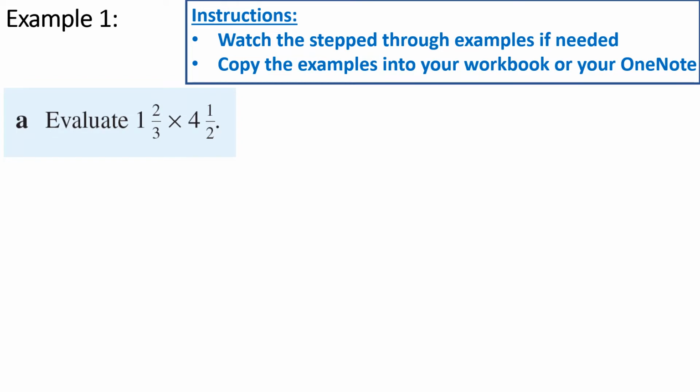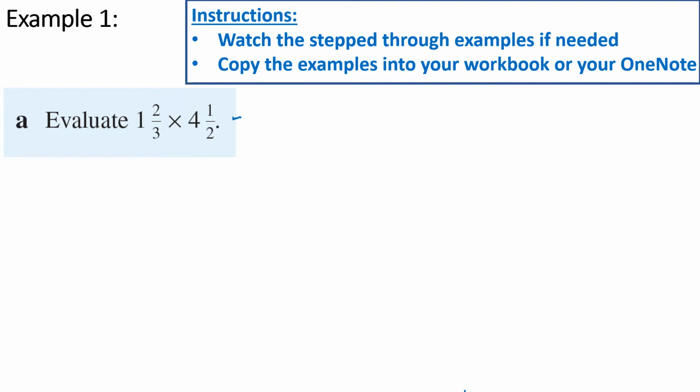Today we're going to look at multiplying and dividing fractions when we have mixed numbers. Now the important thing when we have mixed numbers is that we don't try and do 1 times 4 and 2/3 times a half. We have to do 1 and 2/3 of 4 and a half, which means the very first thing you have to do is switch them into improper fractions.